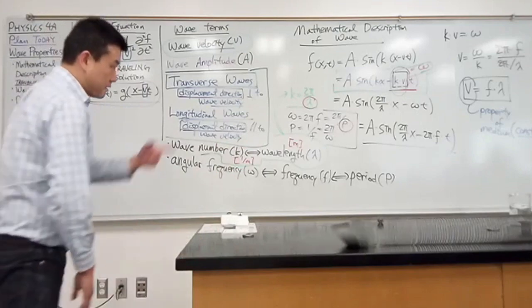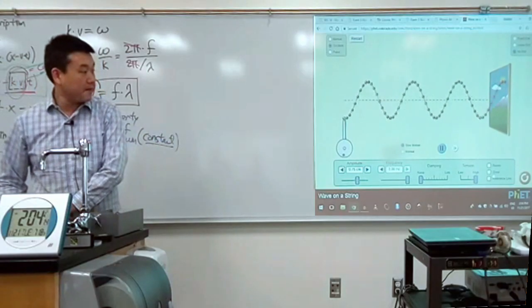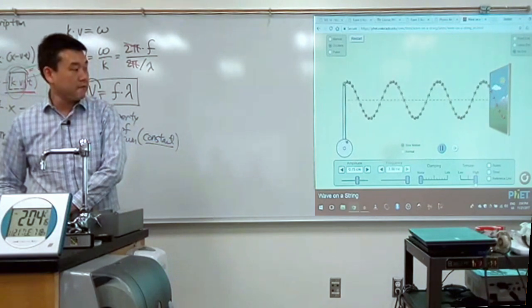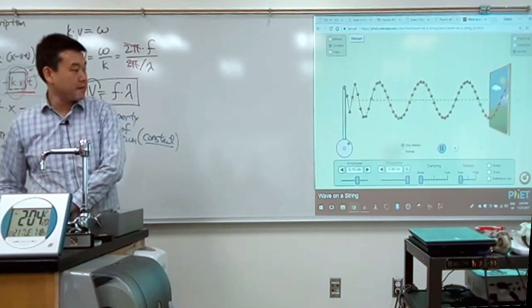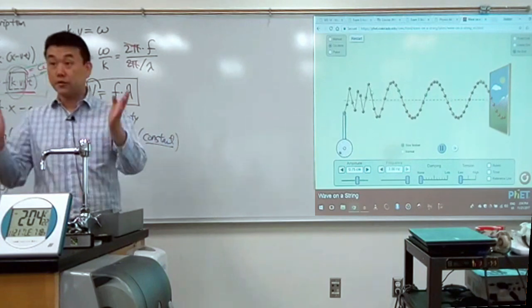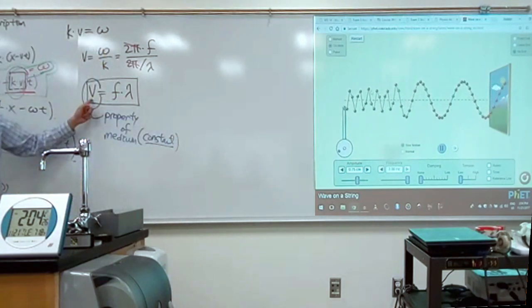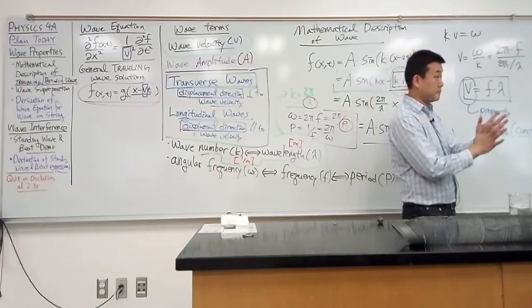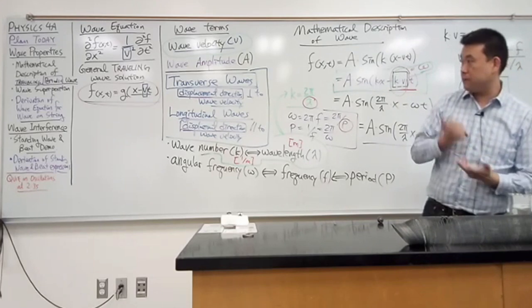Or in this simulation, I can keep the frequency the same, but by decreasing tension, I can decrease the wave speed. Then what you see is that even with the same frequency, wavelength decreases, because wavelength decreases if wave speed decreases. Okay?